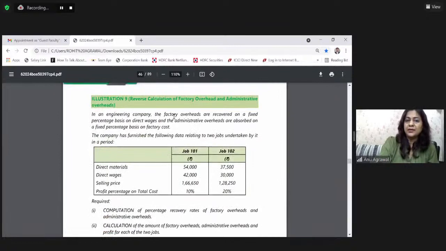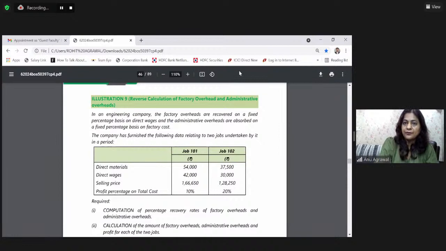In an engineering company, the factory overheads are covered on a fixed percentage basis of direct wages. So how do you cover up the overheads? On the basis of direct wages, factory overhead. And admin overheads are absorbed on a fixed percentage of factory cost. Okay. The company has furnished the following data relating to two jobs. They have given us material, wages, and the selling price. How much profit we charge on total cost, that also.